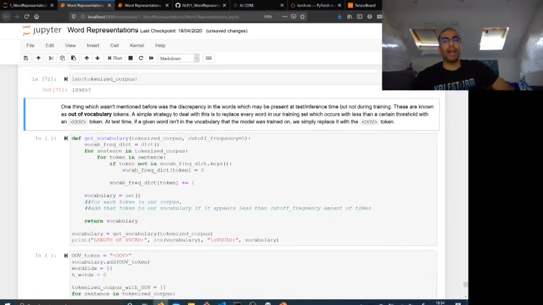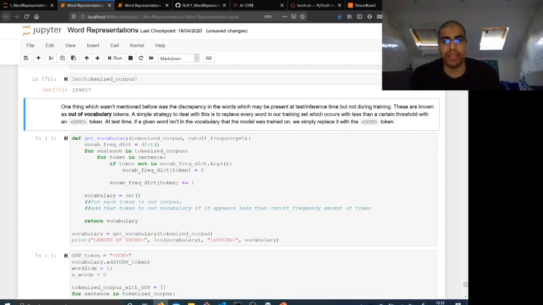Okay, so one thing that I didn't mention previously was the discrepancy in the words which might be present at inference time, as in when you want to deploy this model, but those words not being present in the training phase. And these are known as out of vocabulary tokens. A simple strategy that is still used in NLP is just to replace every word in our training set which occurs less than a certain threshold of times with a special out of vocabulary identifier. And that's a token.